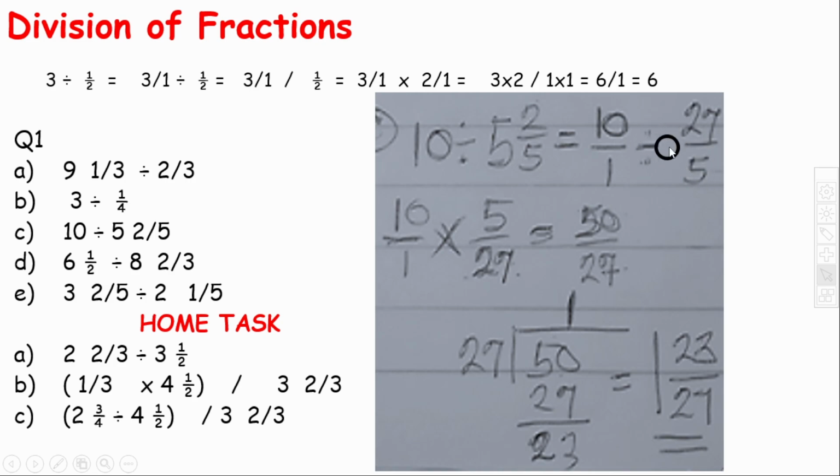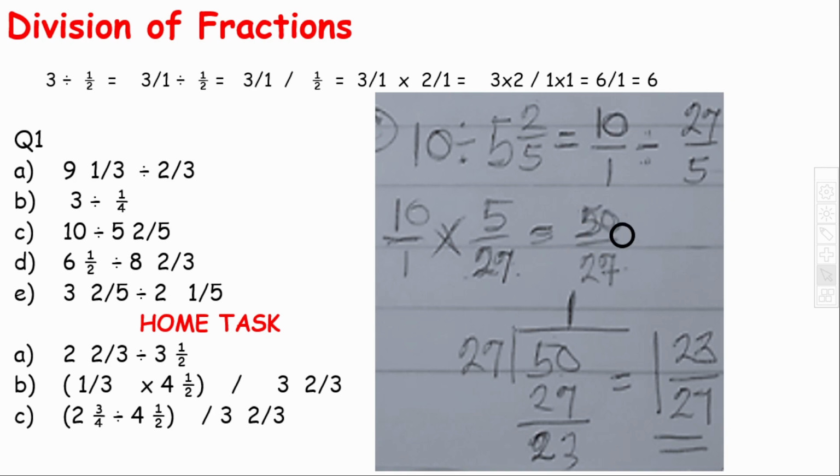Now, to change this division into multiplication, what do we do? We move 5 up while 27 comes down. So we now have 10 all over 1 times what? 5 all over 27. You understand? So you multiply the top: 10 times 5 becomes 50. 1 times 27 becomes 27. It becomes 50 all over 27.